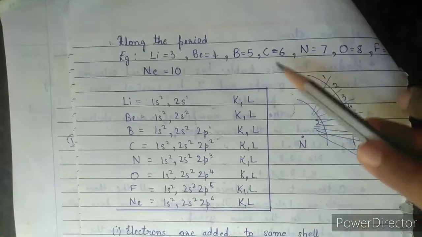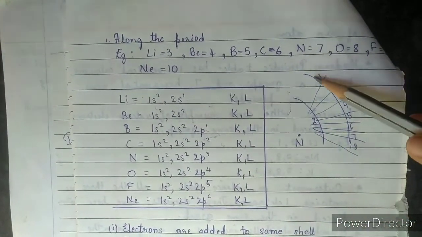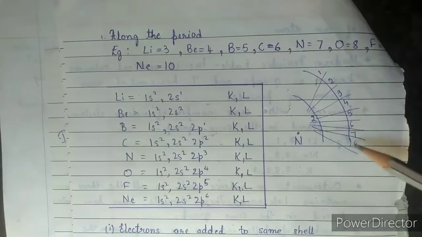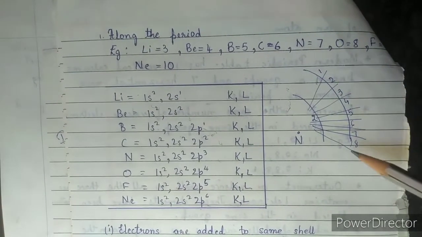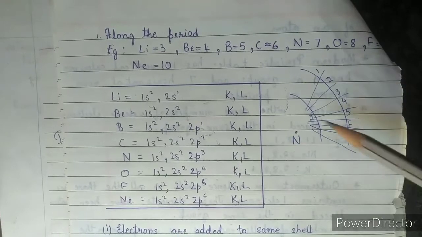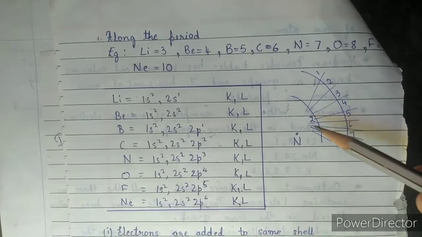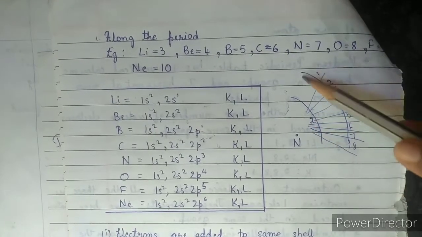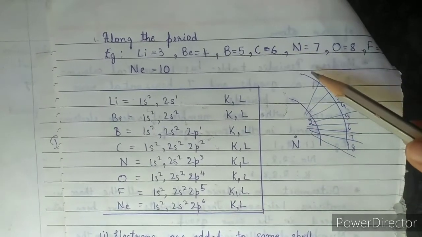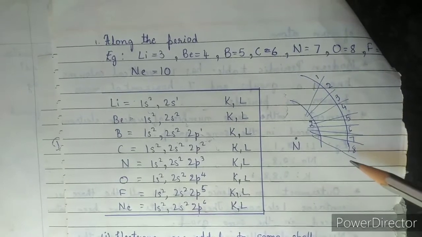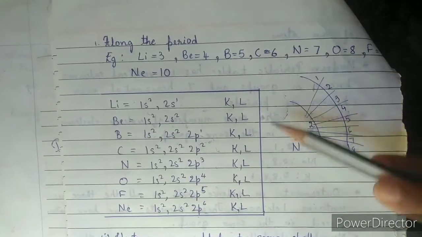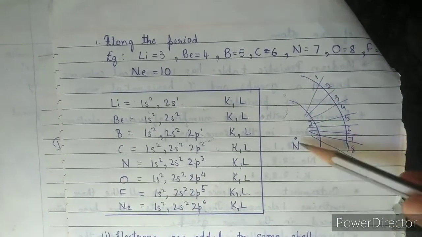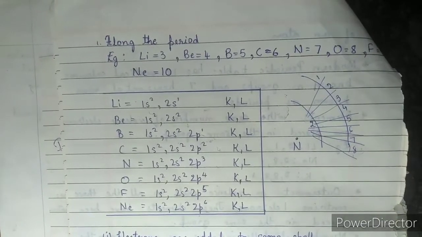The M shell is not yet entered. You can see here from 1 to 8, all these are in the same shell. The K shell can accommodate up to 2 electrons, and this is the L shell. The L shell can accommodate up to 8 electrons. So all of these come under the same period.